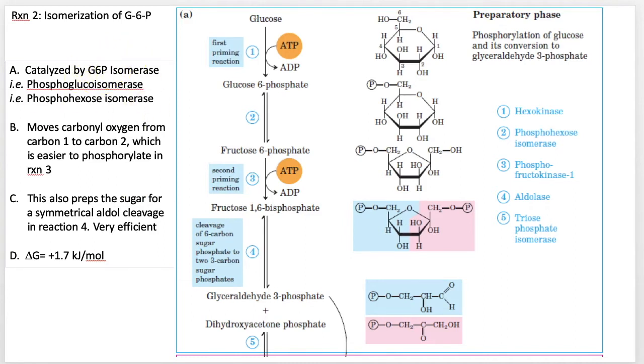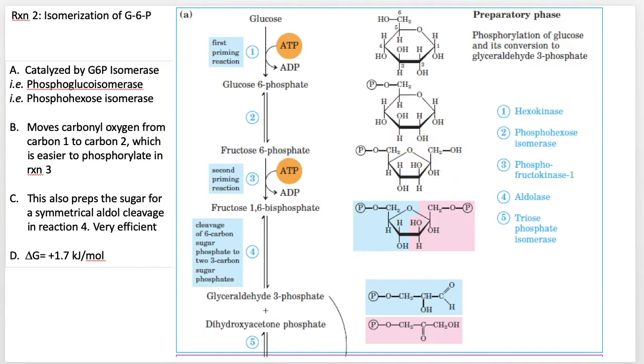We're changing it to an isomer. We're not adding a phosphate. We're not doing anything weird. We're not cutting anything. All we're doing is reforming it a little bit. What's really happening is we're moving the carbonyl oxygen from C1 to C2, which is much easier to phosphorylate. Awesome.